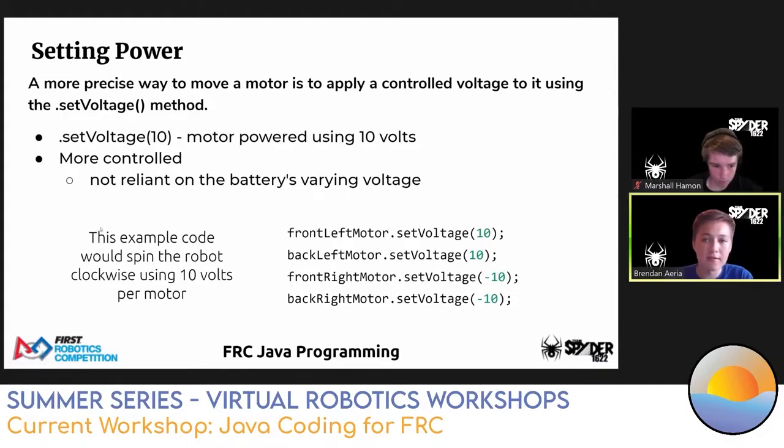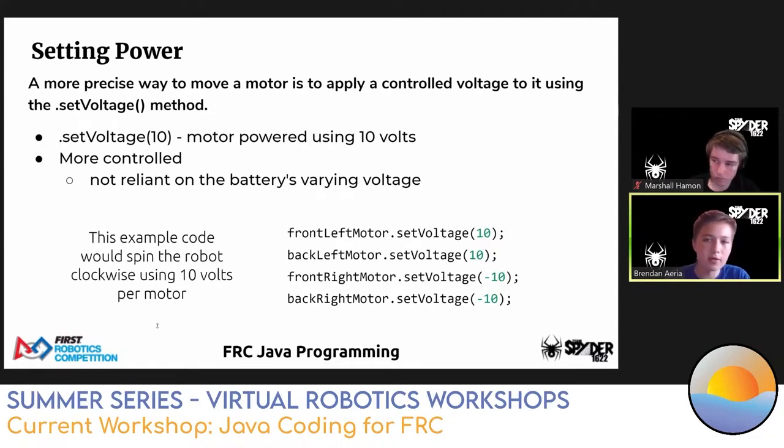So there's a dot set voltage method. This is a more precise way to move a motor, and this uses controlled voltage. So let's say we have dot set voltage 10. This would power a motor using exactly 10 volts. So whatever number we put inside those parentheses correlates to how many volts will power that motor.